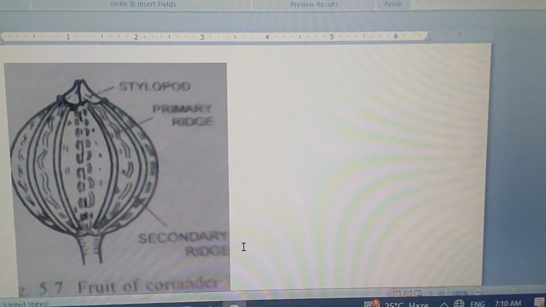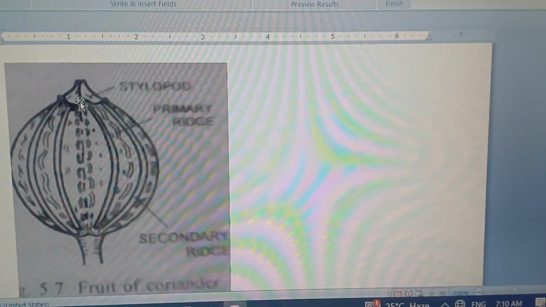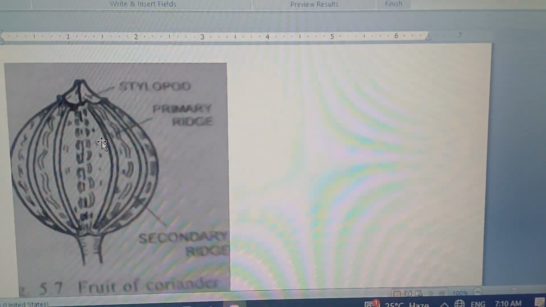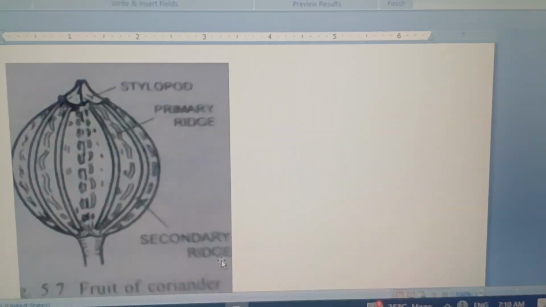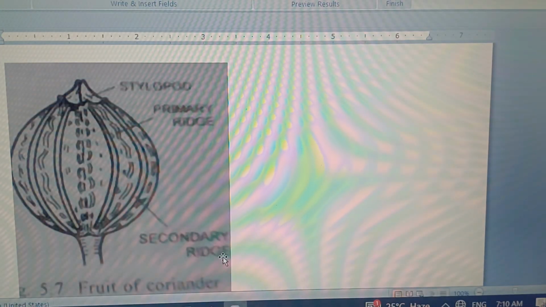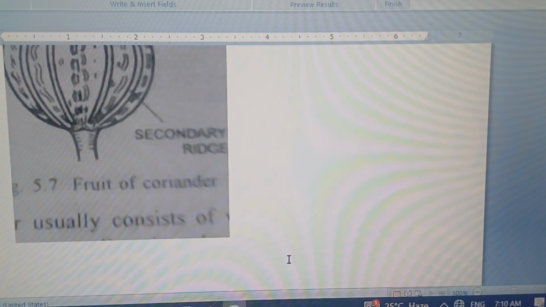Okay, now if you are feeling any practical difficulty, you can understand. This is the stylopod, 2 styles will be there, and these are the primary ridges and secondary ridges. Is it clear to you now? Now you take the diagrams very clearly in our episodes, in our channel. We are mentioning this for the purpose of our convenience, understanding, and to score more marks. Is it not? Now in this episode you have seen what is Dhanyaka, how to advise Dhanyaka. Is it clear to you now?